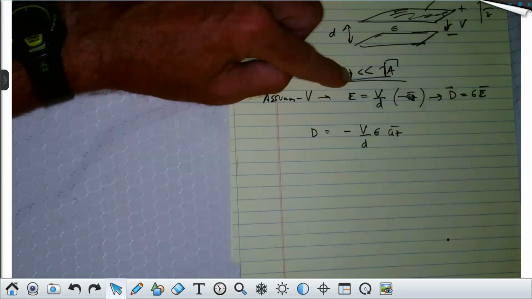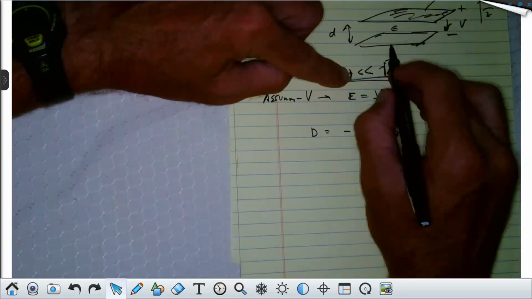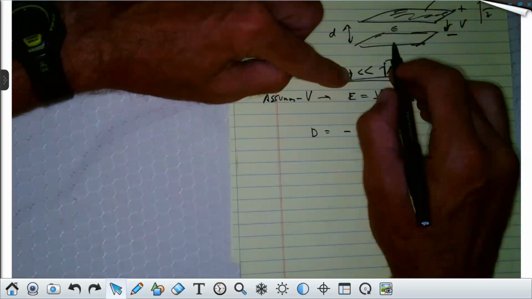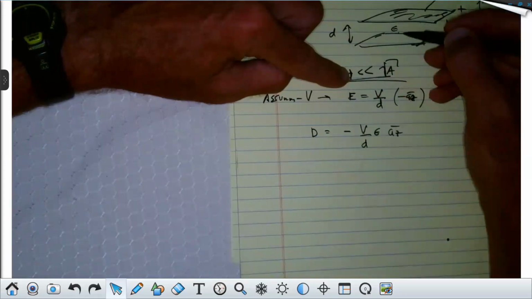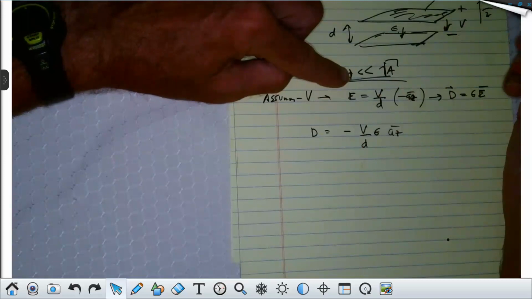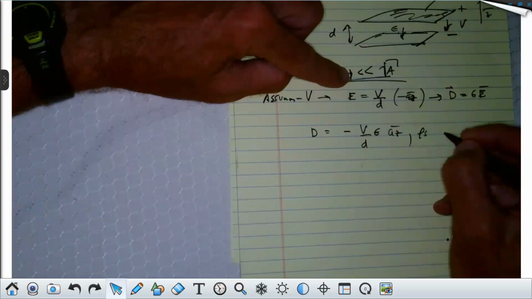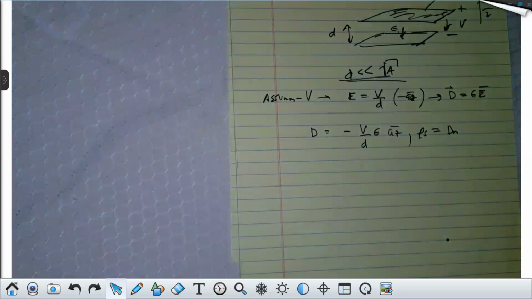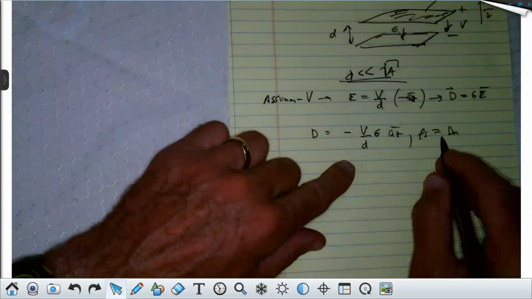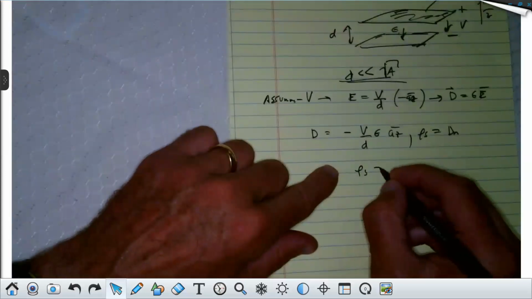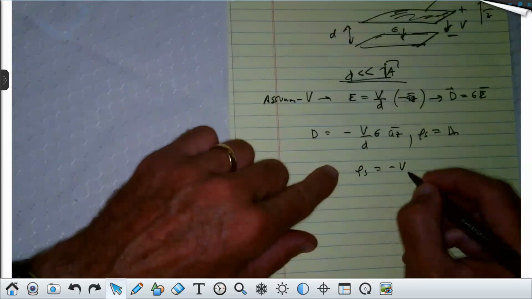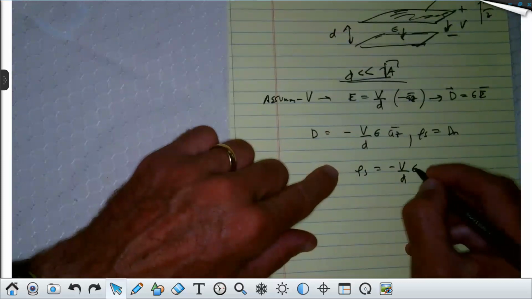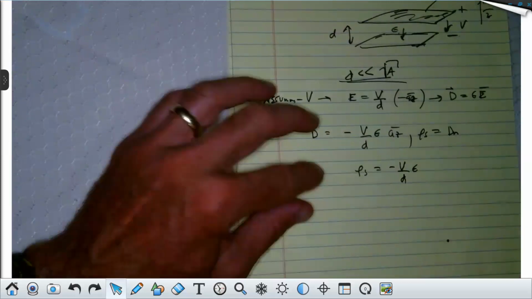Now, here's the neat thing. These are conducting surfaces. You only need the magnitude of the charge on one of them. And here, right at the surface, the lower surface, the E field's pointing into it, or the D field's pointing into it. And that means we can find rho S, which would be equal to D normal on a conductor surface. I just mentioned that earlier today, didn't I? So rho S on the lower plate would just be equal to minus V over D epsilon. You can forget about AZ.